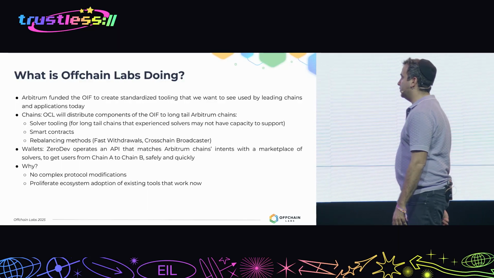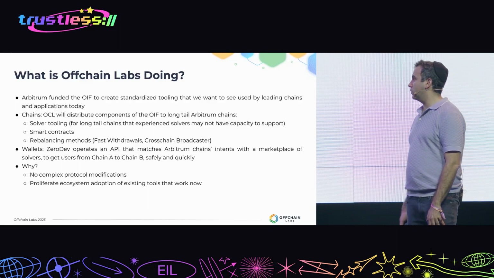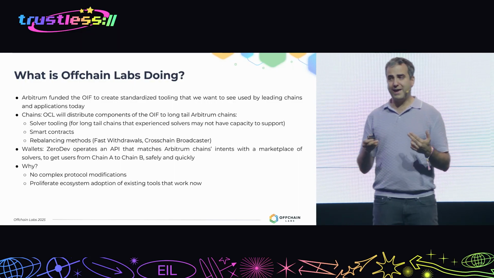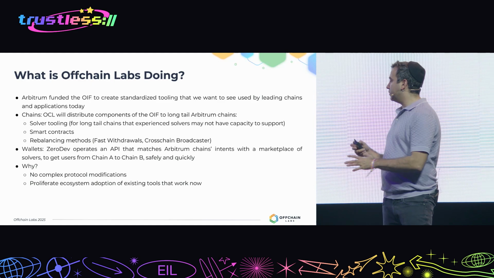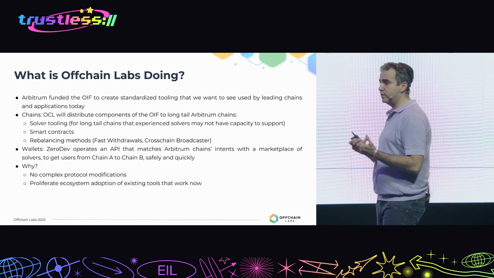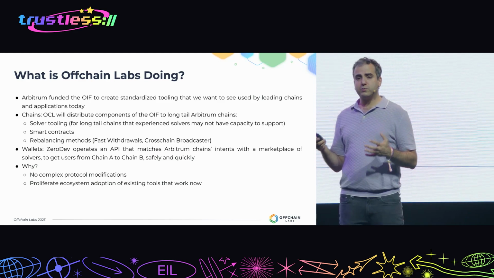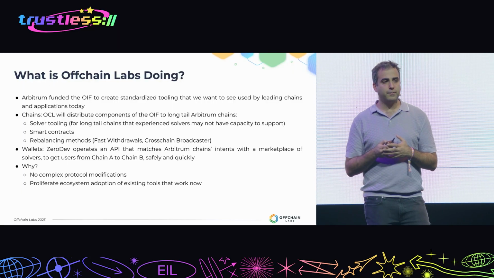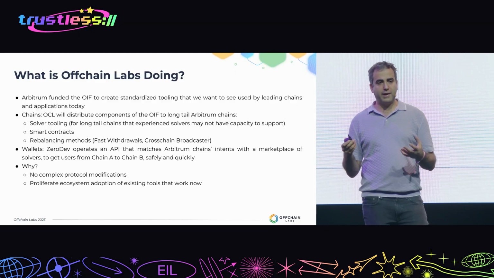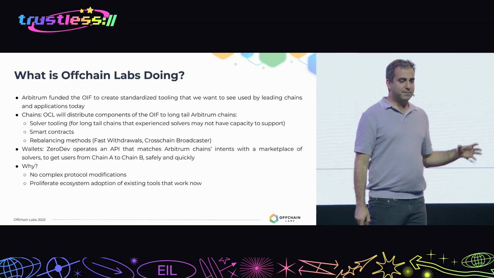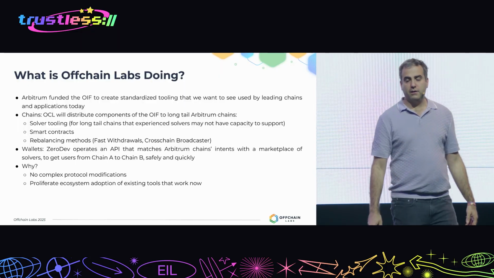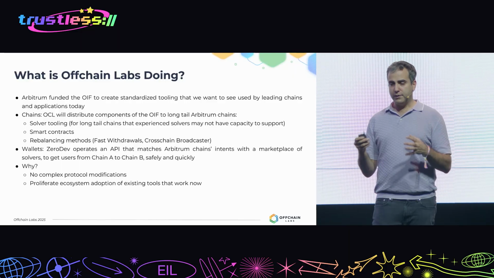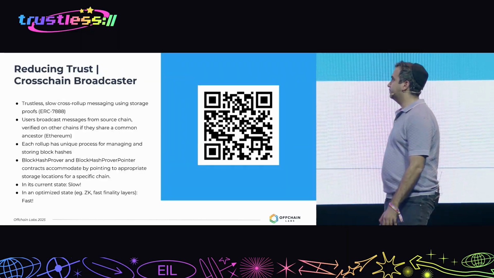So why are we doing it this way? No complex protocol modifications. Again, that's the previous principle. It's generic, it's smart contract based, and you can plug in any chain. And this will proliferate ecosystem adoption of existing tools that we know work now. Again, we have Relay today, but how do we get the long tail of chains that those protocols aren't going to support? The answer is we create the OIF and open source software so any chain can themselves join this Ethereum-wide interop ecosystem. But it's only going to work if we have really good and embedded wallet support as part of this.